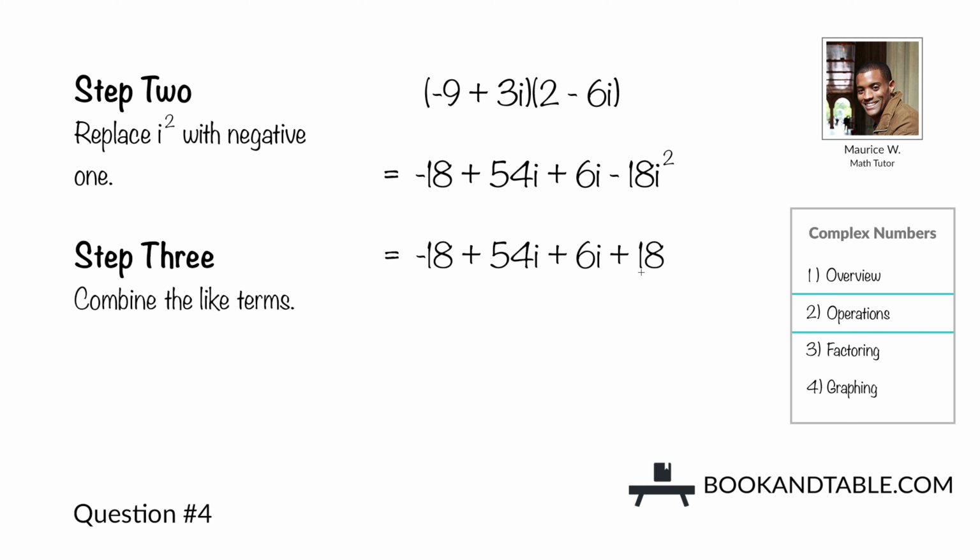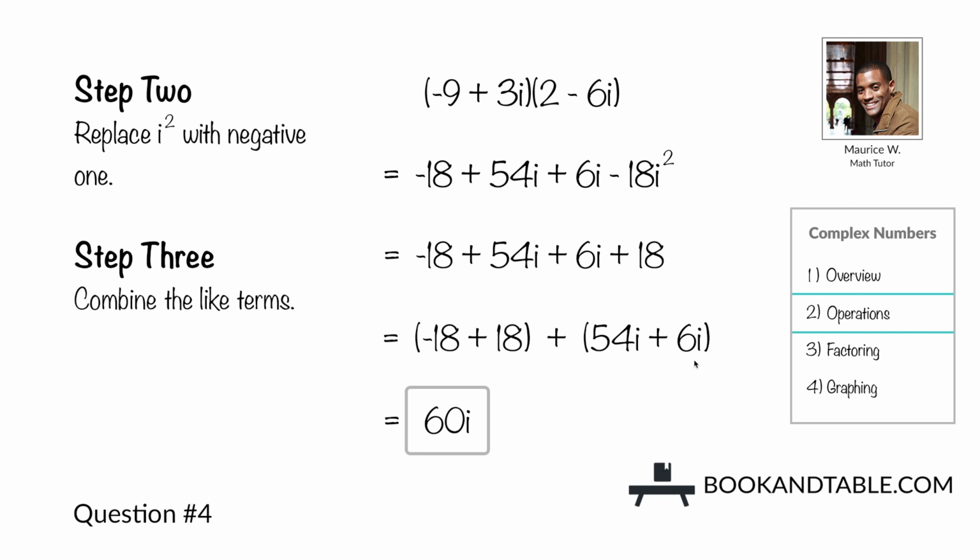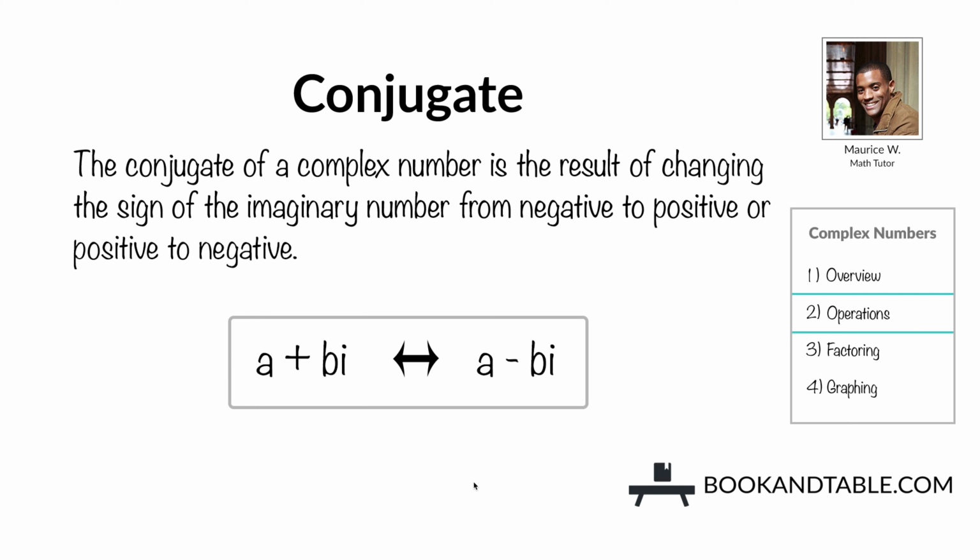Step 3, combine the like terms. Negative 18 plus 18 will wind up canceling each other out since they equal 0. And we combine 54i and 6i. 54i plus 6i is equal to 60i. So the final answer, negative 9 plus 3i times 2 minus 6i, is equal to 60i. So that is how you go about multiplying complex numbers.